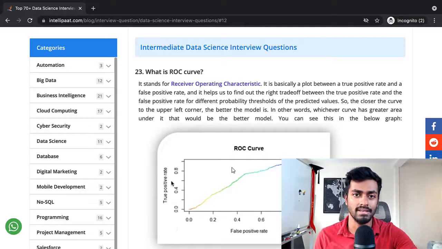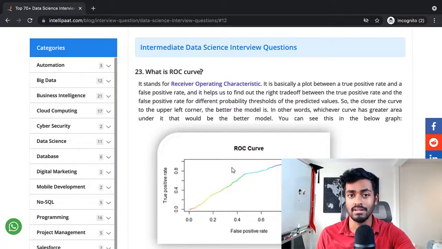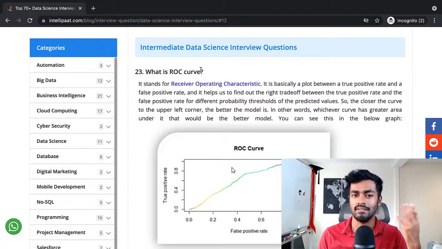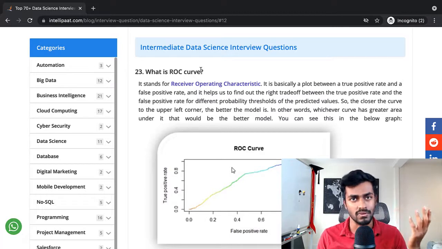All right, so what is an ROC curve? ROC stands for Receiver Operating Characteristic. So, fun fact, I have actually been asked this question in an interview, and it was more of the part of, have you actually ever implemented an ROC curve? And if you have, how would you do it?